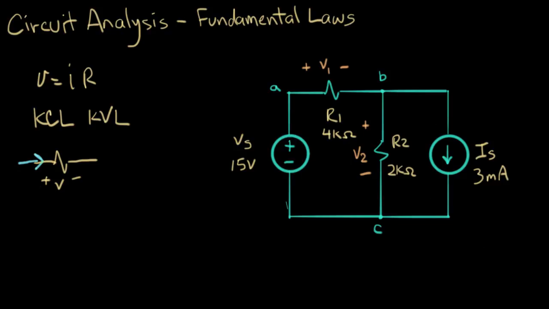And now let's label the currents in this circuit. We have a current coming through R1. We'll call that I1. There's another current going through R2, and we'll call that I2. There's a current going through IS, and we actually already know that. We'll just call that IS. And that's all the currents. That's all the unknown currents in our circuit.